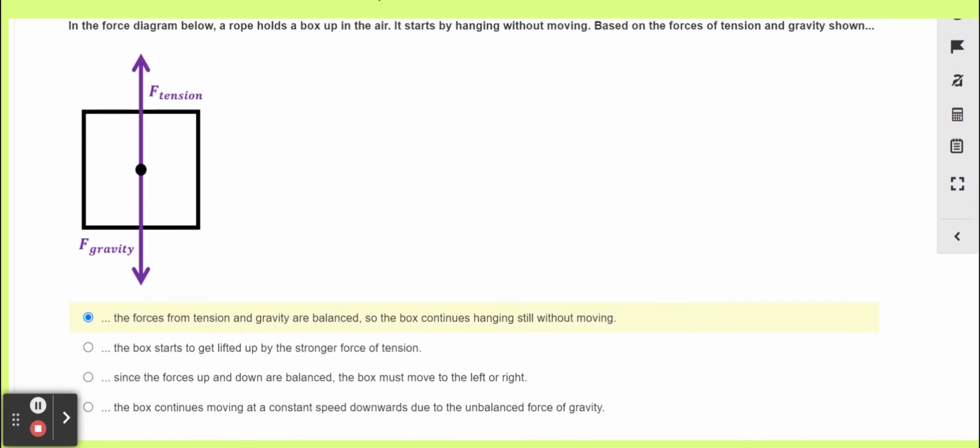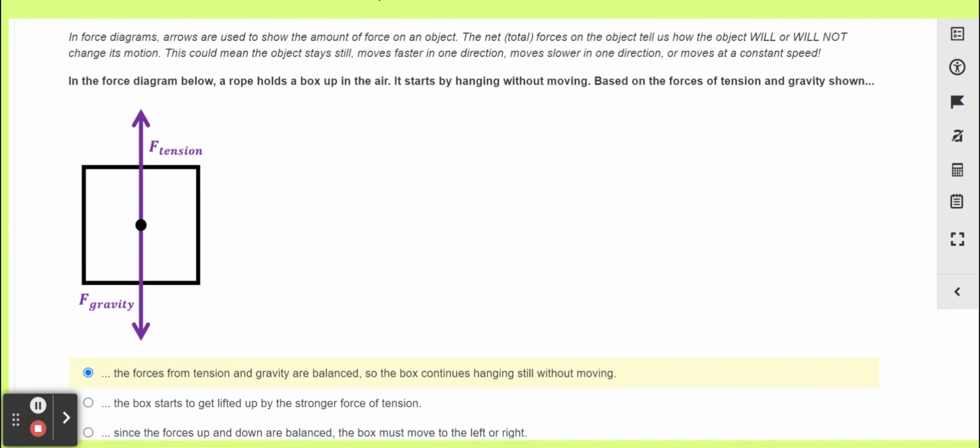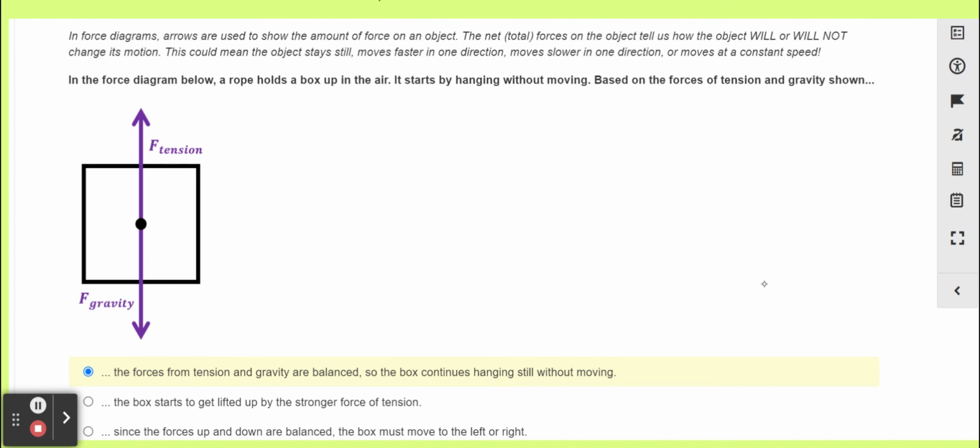Other than that, your forces will tell you what's going on with the object. So read your forces, read the strengths, see what's winning, what's losing, what's balanced or unbalanced, and then make sure you check and see if it's on a surface, if it's already moving, and then figure it out from there.